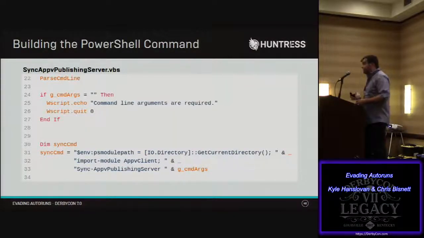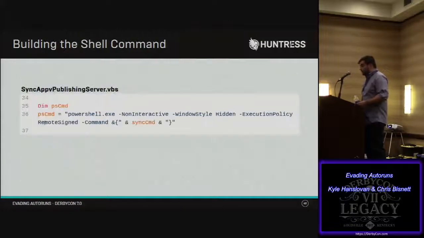So the first thing we have to do is build our PowerShell command. We parse the command line, store all of our data in the gCommandArgs global variable, and then build up this other variable called syncCommand, and we're passing in raw PowerShell. So we're setting up the module path, telling it to import the module AppvClient, and run the function Sync-AppvPublishingServer, and then to this string of PowerShell code, they just append what they got from the command line. Once they have that, they go ahead and build up a command line.